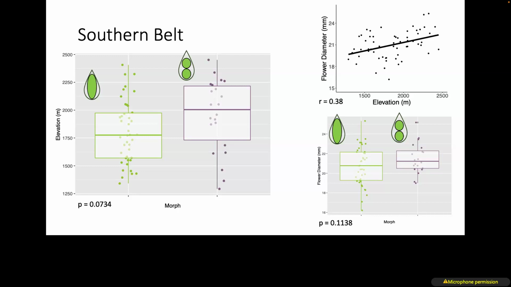However, we do see that flower size increases with elevation as well. So flower size increases with elevation, and it appears that there's a trend that it's more likely to have multi-ovulate morphology at slightly higher elevations. It's a little bit curious that we don't see a relationship between flower size and ovule packaging.